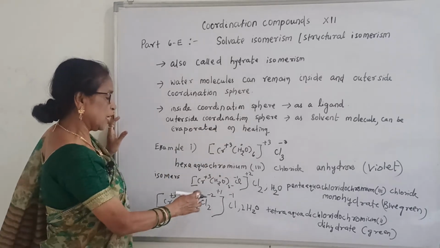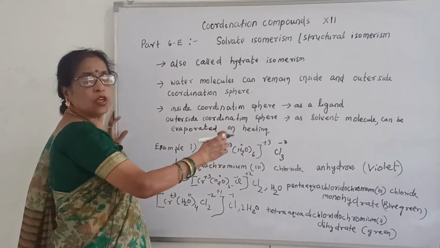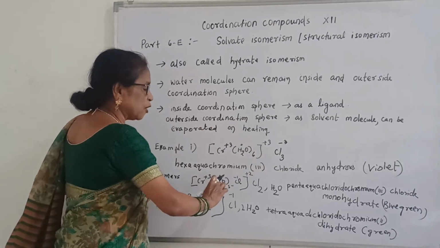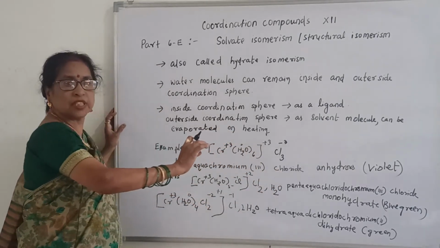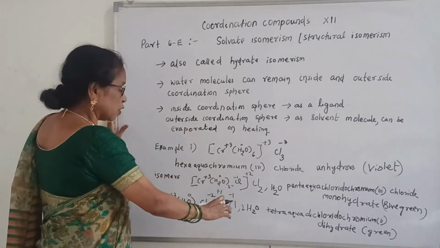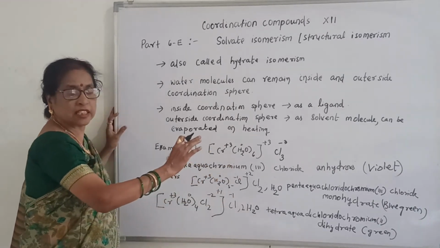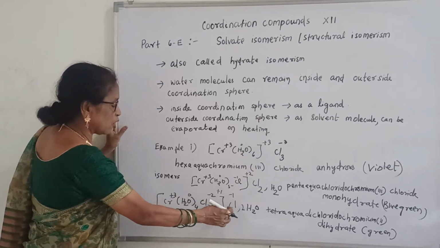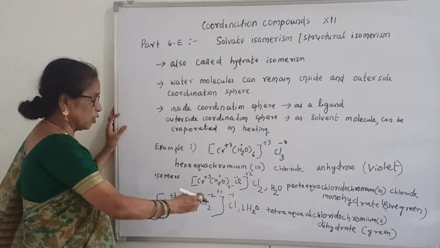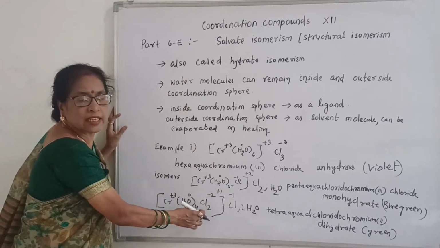Another isomer: if you take another water molecule as a ligand out to outside the sphere, it behaves as a solvent. So how many solvent molecules are on the outer side here? Two water molecules act as solvent. One more chloride ion you take from the outer side to inside the sphere, which will now act as a ligand.